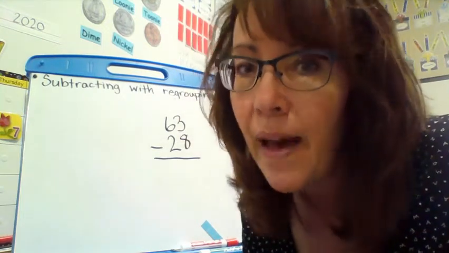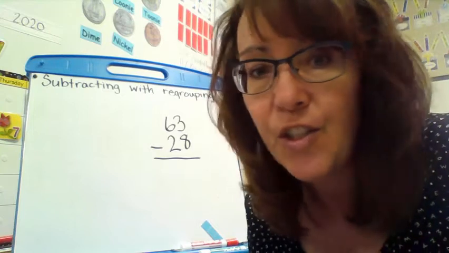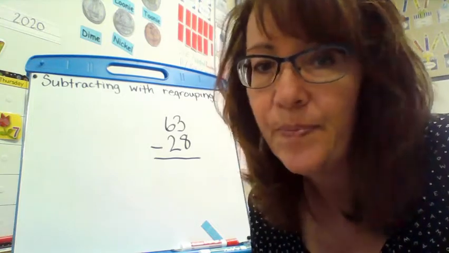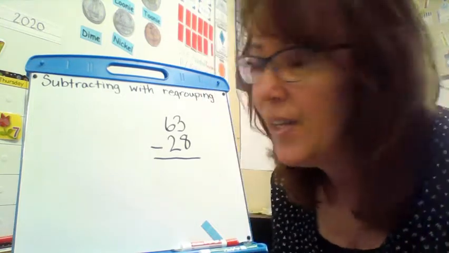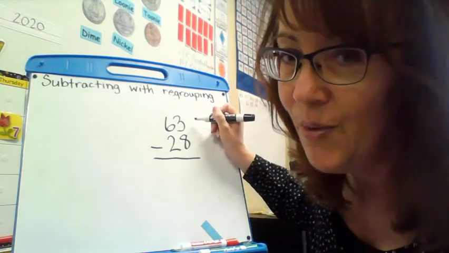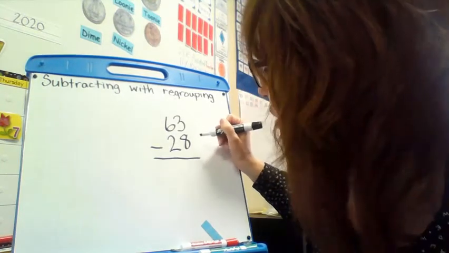Alrighty, grade 2, now that you have been practicing really hard using your base 10 blocks, let's try and do it without base 10 blocks. We're going to just do the questions like we would in any other situation. So we have 63, take away 28.